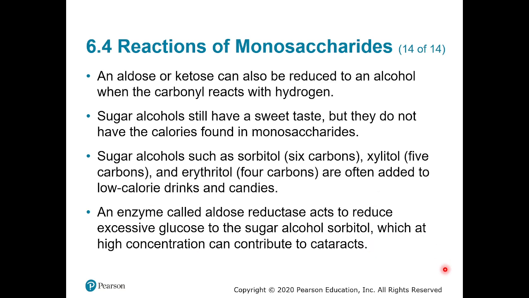Okay, this is not Splenda, by the way. This is one of the options. So an enzyme called the aldose reductase actually acts to reduce the excess glucose to sugar alcohol. This is sorbitol specifically, which at high concentration can actually contribute to cataracts, a form of inflammation of cataracts.